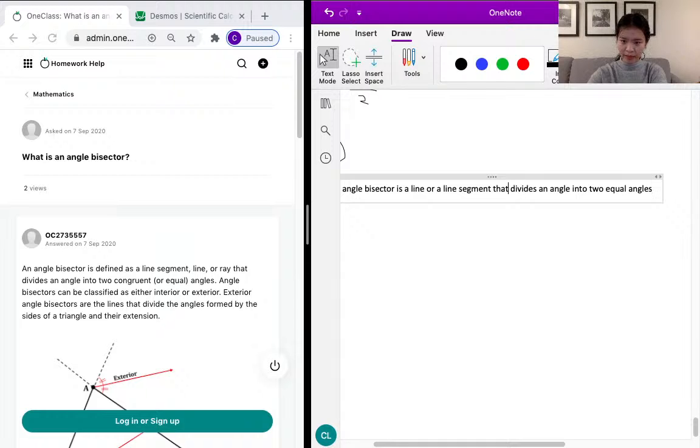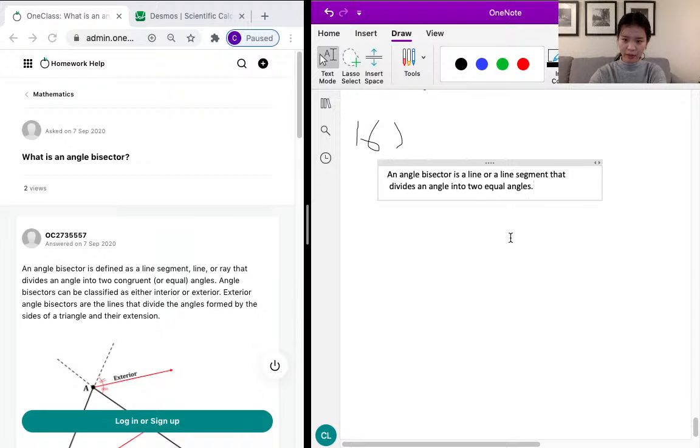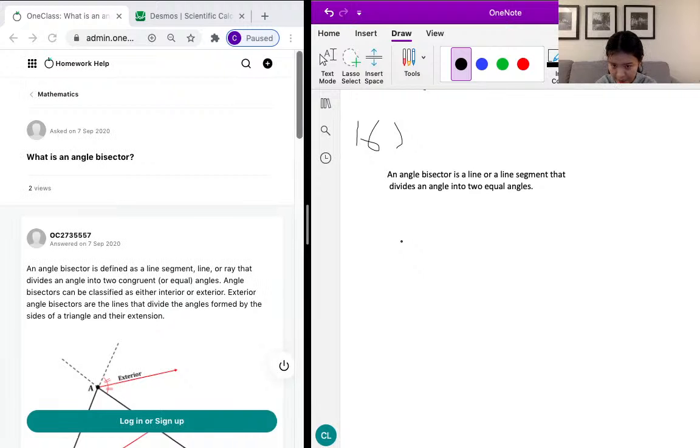And let's just put it on the next line so that this stays on the same page. Cool. So this is what an angle bisector is. I'm just going to illustrate an example or a picture example so that you can see it more clearly.